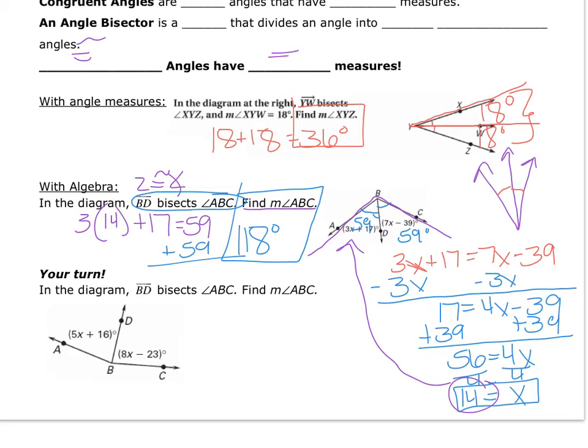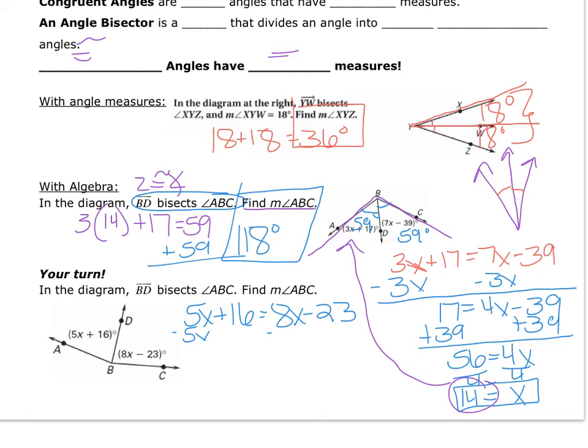Now, your turn. I would like you to do this problem. In the diagram, BD bisects angle ABC. Find the measure of angle ABC. All right, so what you do is 5x plus 16 is equal to 8x minus 23.